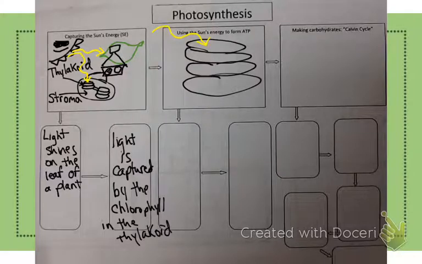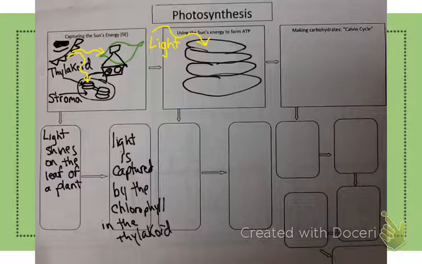So again, the sun's energy, so this is light, is going to hit that thylakoid. On this thylakoid, there are little receptors, and those receptors are called chlorophyll. Okay, those are the pigments. So light's going to go into these thylakoids.